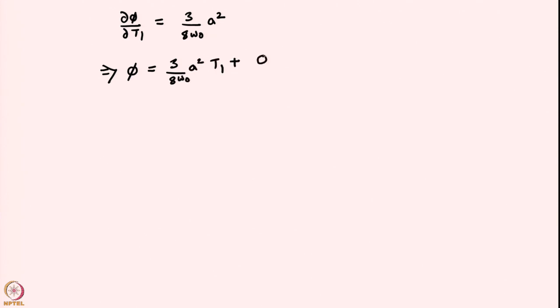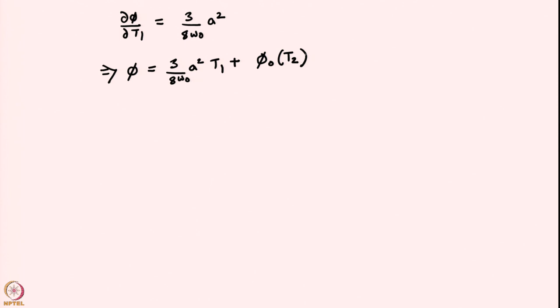So the real part gives us ∂φ/∂t1 = (3/8) ω0 a². And we have just seen that a is not a function of t1. So while doing this integration, you can treat a as a constant, because a is at most a function of t2, and this integration we are doing with respect to t1. So φ just becomes (3/8) ω0 a² t1 plus some constant φ0, which could potentially be a function of t2.